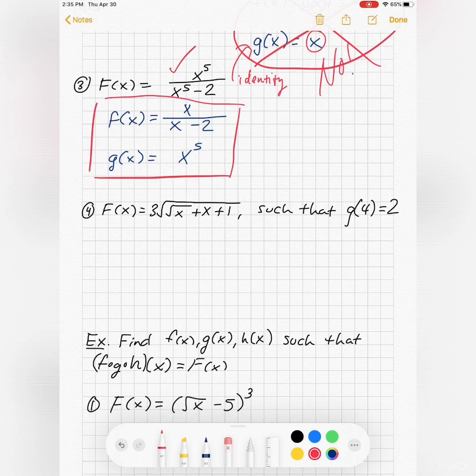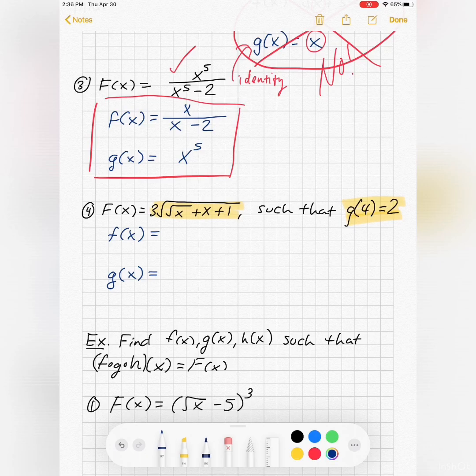Number 4 is the same thing, except there's one extra stipulation here. So here, we have to find functions f and g that we compute together to get this result. But whatever function we choose for g, it must be true that g of 4 is equal to 2. So I kind of just try something.